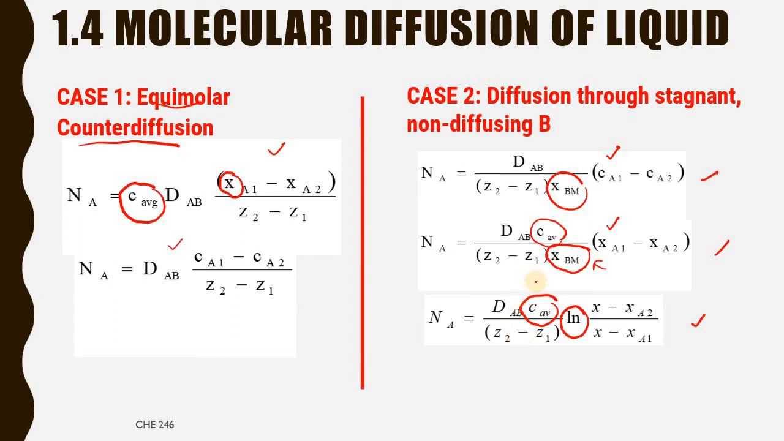It depends. If concentration 1 and concentration 2 are given, you can straight away use this equation. But if you don't have CA1 and CA2, you can use C average. For C average, you need to have rho 1 and molecular weight. You also need to calculate the XBM. So it all depends on the question and the information given.